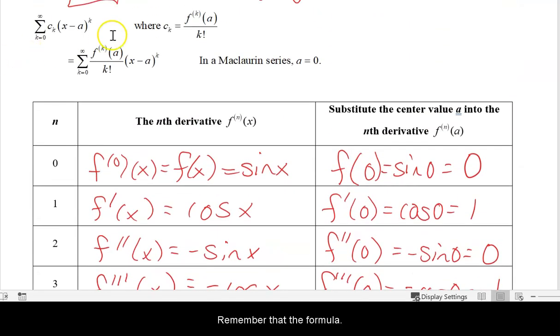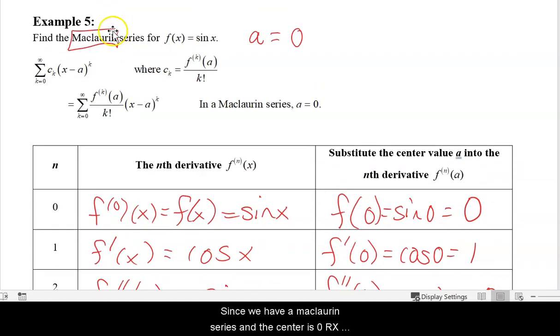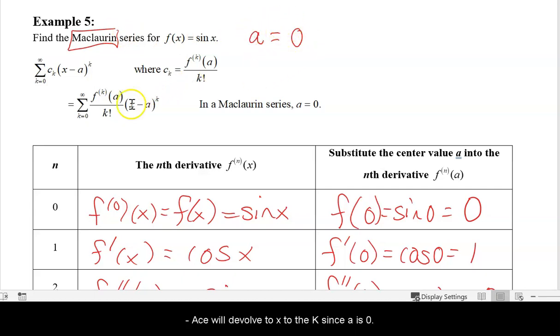Remember that the formula involves two parts. One, having to compute the coefficient, which is found by taking the kth derivative of the function with the center plugged in, which gives you a number from column 2, divided by the same value as the derivative you took with a factorial behind it. That gives us the coefficient. Then we multiply it by the binomial factor x minus the center raised to the kth power. Since we have a Maclaurin series and the center is 0, our x minus a's will devolve to x to the k since a is 0.